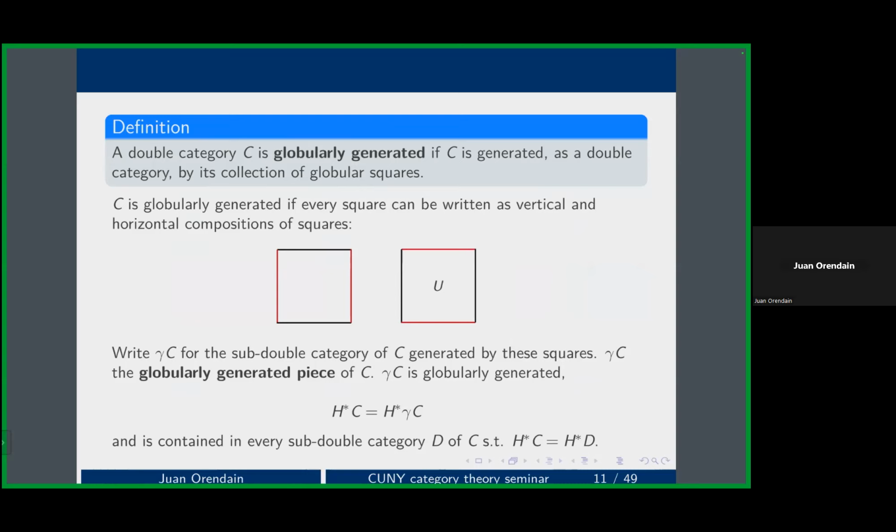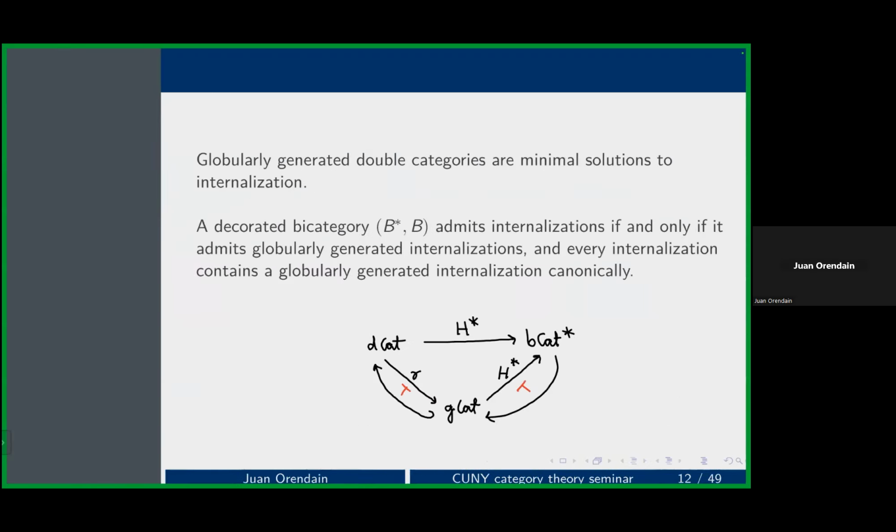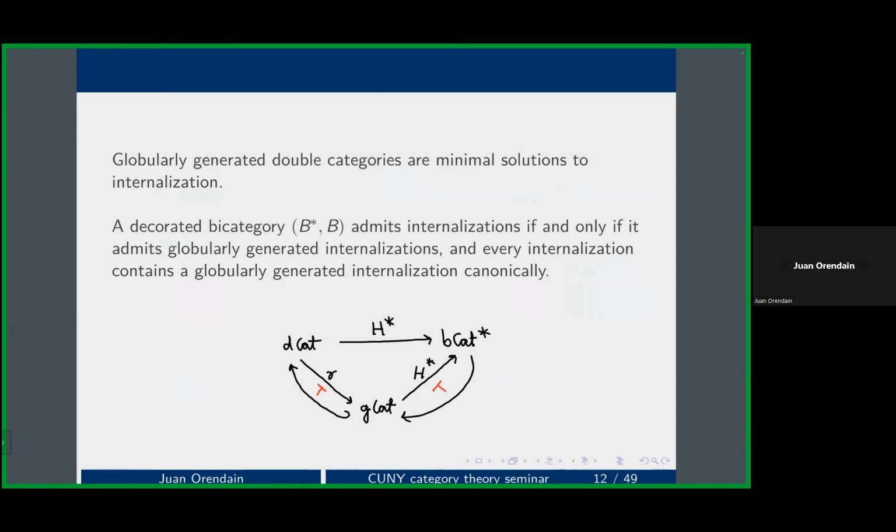So what this says is that this gamma C, this globularly generated thing, solves the problem of internalization for the decorated horizontalization of C in a minimal way inside C. So H star of gamma C is the same as H star C, and gamma C is the minimal sub-double category of C satisfying that condition. So what this says is that globularly generated double categories are minimal solutions to this problem of internalization of filling squares with this sort of condition that you take into account the vertical arrows.